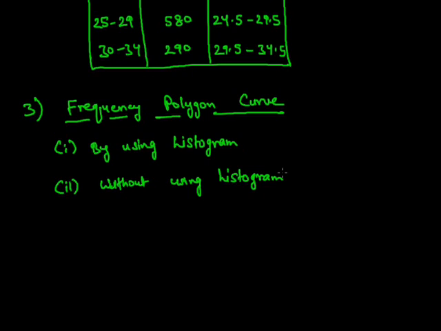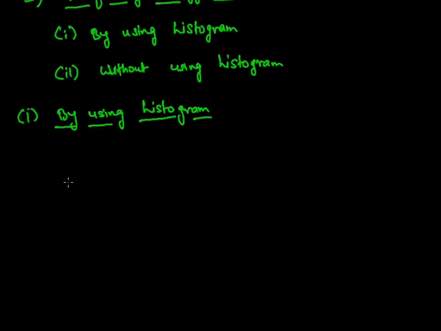And without using a histogram means we do not have to make the histogram, you only have to make the frequency polygon curve. So definitely it will be mentioned in the question which type of frequency polygon curve you need to make, that is with histogram or without histogram. So accordingly we need to make that type of frequency polygon curve. So first we will see the frequency polygon curve by using a histogram. So by using a histogram means we first make the histogram, then accordingly we make the frequency polygon curve.